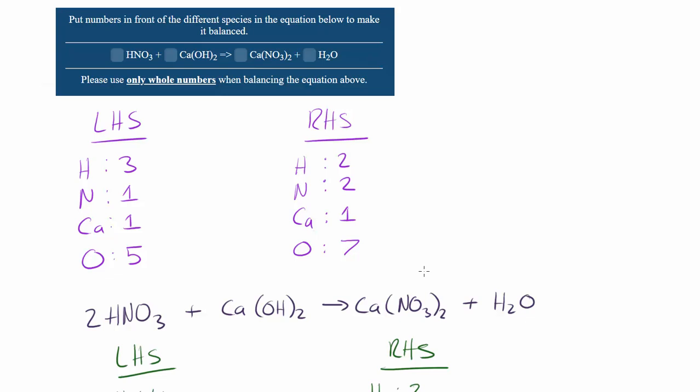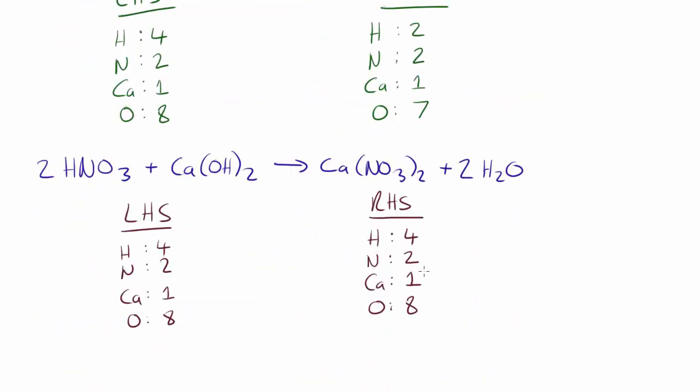But it's not just that it's balanced, but if we remember what was specified in the question, it says please only use whole numbers when balancing the equation. If we actually look, do we have all whole numbers? Yes, you only have 2, obviously, which is an integer, it's a whole number. So what we have here is our balanced equation, okay?